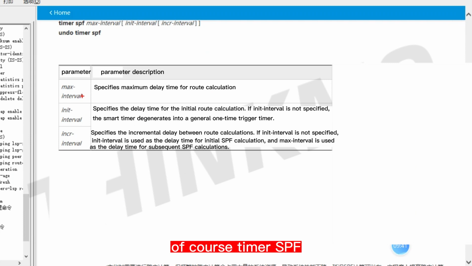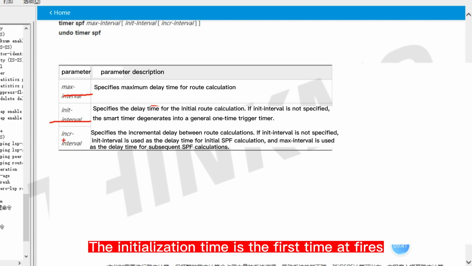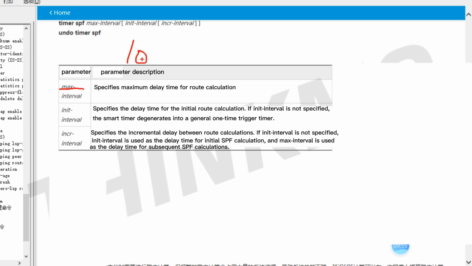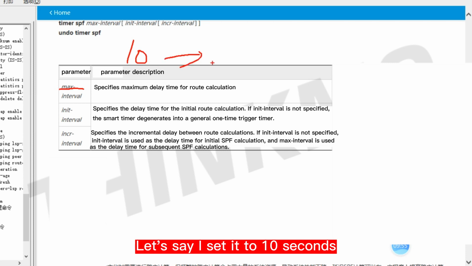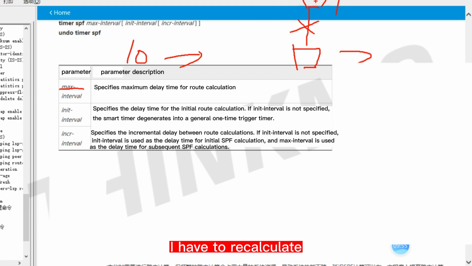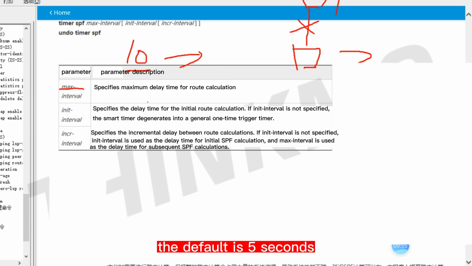Of course, with timer SPF, you can use this command to set the time. The initialization time is the first time it fires, and then there's the incremental delay, and the maximum delay time. Let's say I set the maximum to 10 seconds. Let's say this is the first run and this is the second, and now that it is interrupted, I have to recalculate. The recalculation time is set after 10 seconds. The default is 5 seconds.